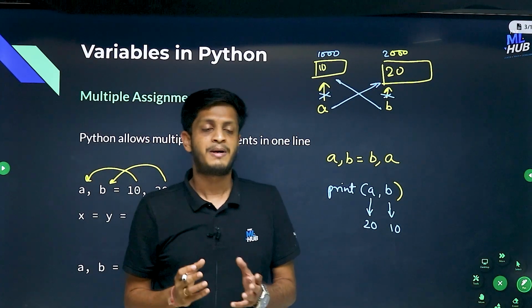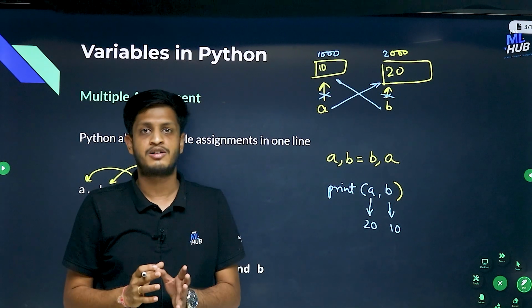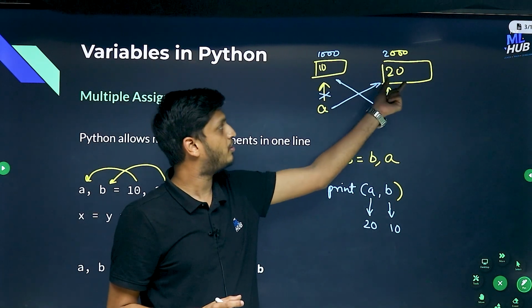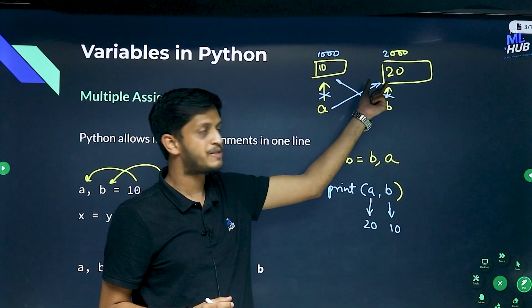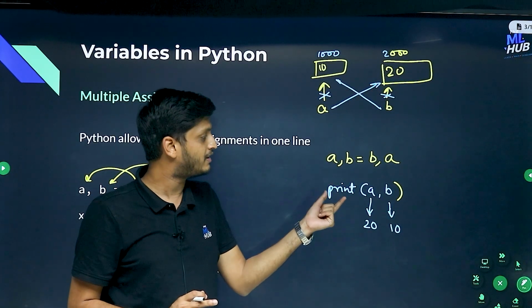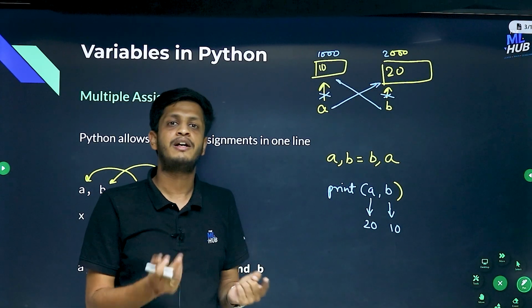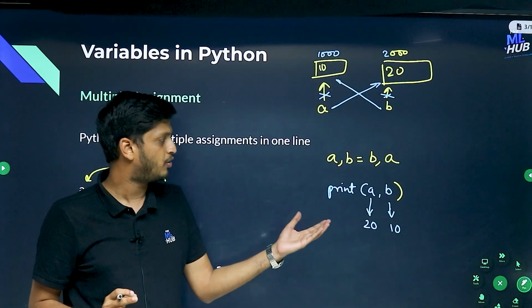Values are swapped, but actually the values in the memory locations are not swapped. Inside the memory, they are present in the same memory locations. It's just that the variable names are now pointing to each other. Okay, so I hope this makes sense.